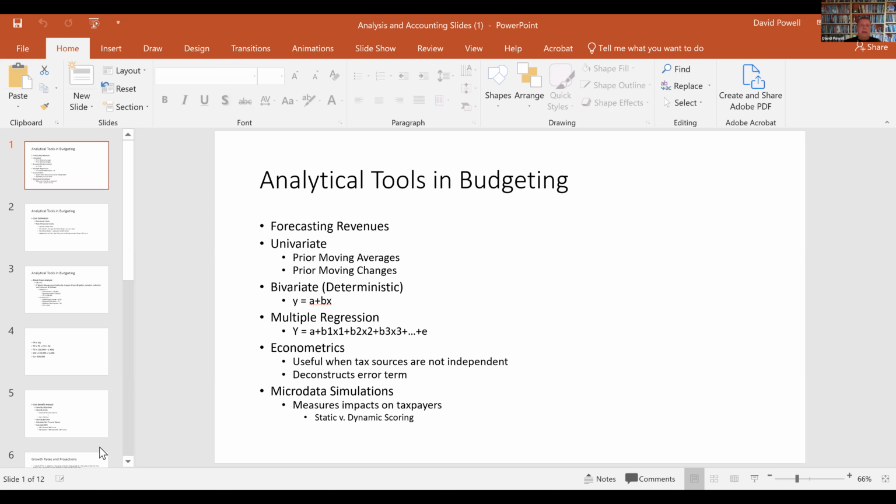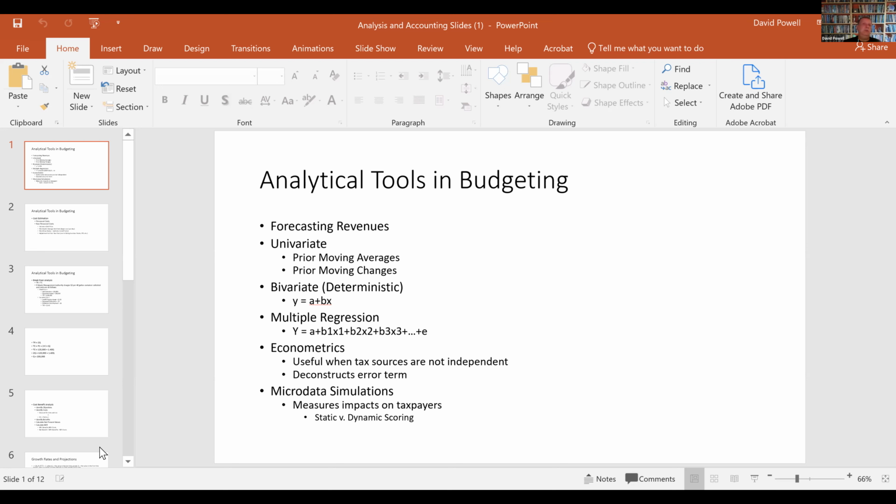So how do they forecast revenue? There are a lot of different strategies we can use, running from very crude and simplistic to much more sophisticated and complicated. One of the easiest and crudest ways to forecast revenue is by using univariate approaches, meaning one-variable approaches, like prior moving averages and prior moving changes. If you've used Excel before, you know Excel can very easily calculate prior moving averages and prior moving changes for revenue forecasting.